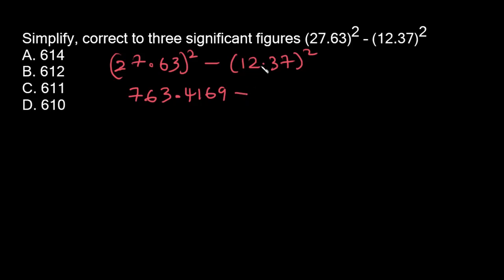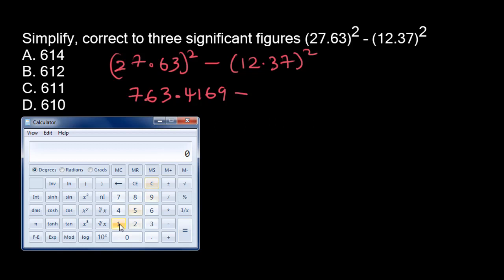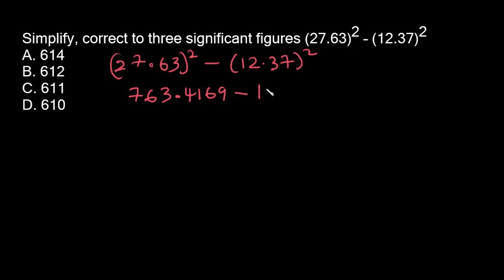763.4169, minus. Then we look for the square of 12.37, and that will also give us 153.0169. So now we just subtract this from this. So we have 610.4. And remember, the question says correct to 3 significant figures.